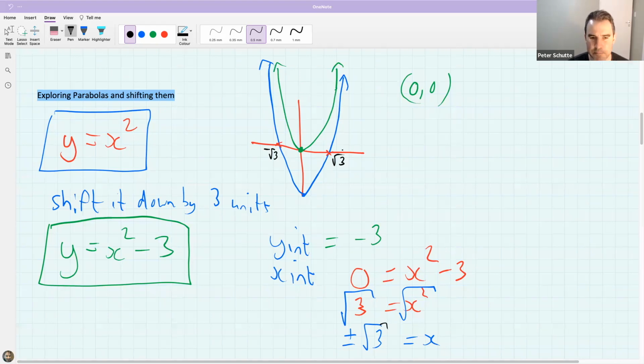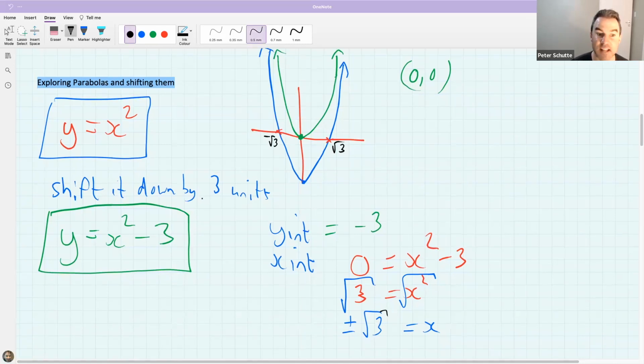Give me a thumbs up if finding the x-intercept like this and the y-intercept like this makes sense to you. Give me a thumbs down if you're unsure in any way. So we took the most basic parabola that we knew about, and we shifted it down by 3, and that's fine. Okay.